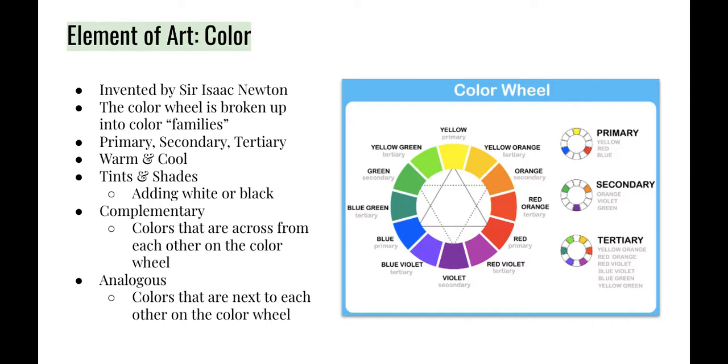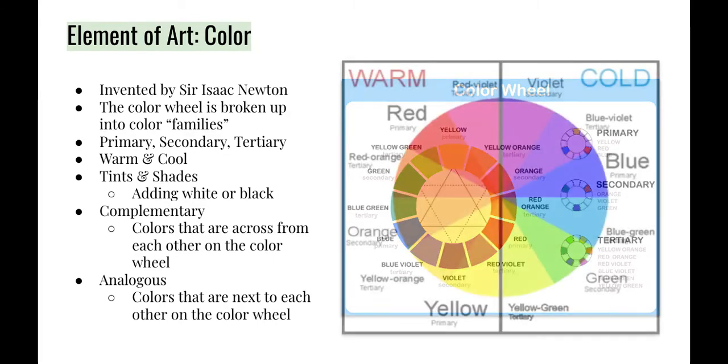Besides the primary and secondary colors, there are colors called tertiary colors. And these are the colors that are essentially in between the primary and secondary colors. So these are colors like yellow orange, red violet, red orange. So we're using 3 separate colors to combine and create them.